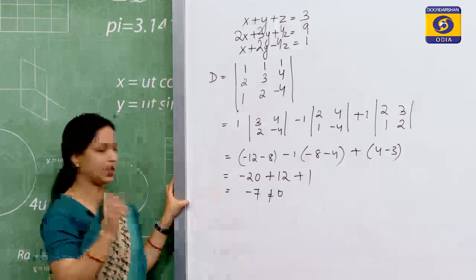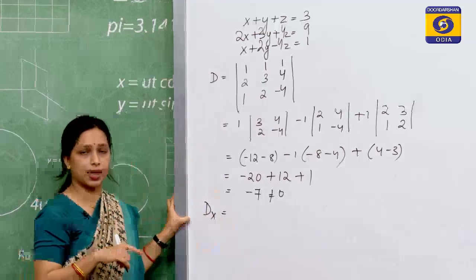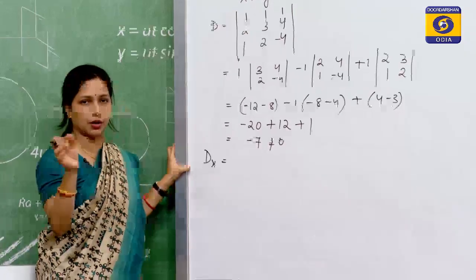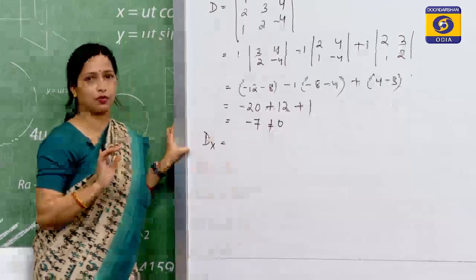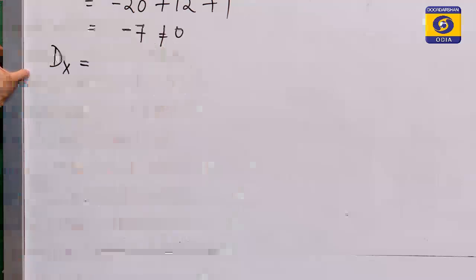You have to find out dx. Now, like how we did it in second order determinant, we substitute the values of x coefficient with the known values. The same step has to be followed here also. So, the determinant here is not equal to 0, so we can use Cramer's rule now. So, first we need to find out dx.